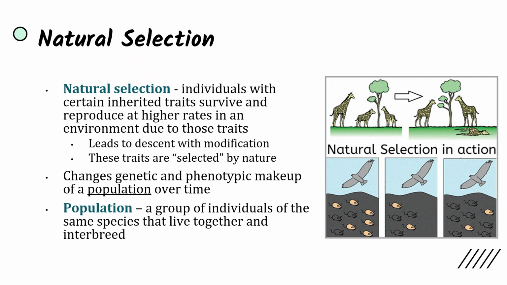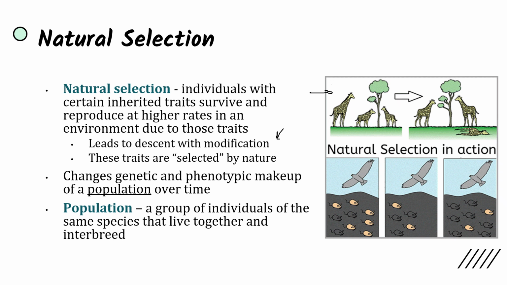And this is going to lead to descent with modification because those advantageous traits are quote unquote selected by nature, allowing those individuals to survive and reproduce, and eventually the population will change over time to reflect the amount of reproduction that those individuals are able to do. So if we look over here, we see three different giraffes of varying neck lengths, and only the giraffe with the long neck is going to be able to reach the leaves at the top of the tree. The giraffes with the short necks are not going to be able to get the resources that they need, and as a result they are not going to be able to reproduce.